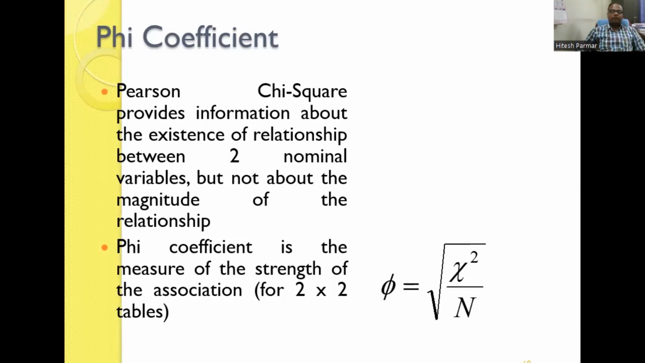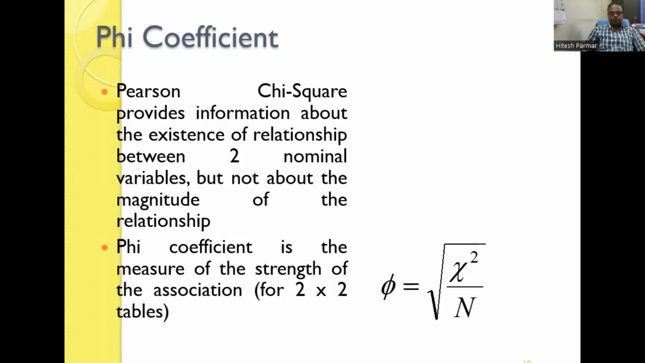And that is why there are two coefficients available, phi and Cramer's V, that are nullifying the effect of the chi-square. So that is the reason we are dividing with the sample size there. We are nullifying the effect of the sample size. So this Pearson chi-square provides information about the existence of a relationship between two nominal variables, but not about the magnitude of the relationship.